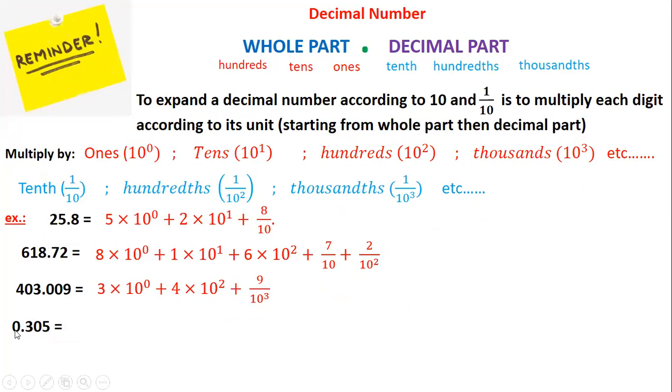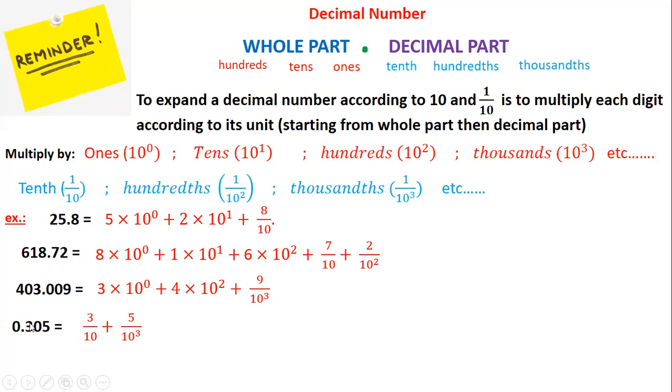0.305. In the whole part, I have 0. So it's not necessary to write 0 times 10 to the power 0 because 0 is not necessary to write it. I directly move to the decimal part. I have 3 in the tenth, 3 over 10. I have 0 in the hundredth, no need to write it. I have 5 in the thousandth, so I write 5 over 10 cube.